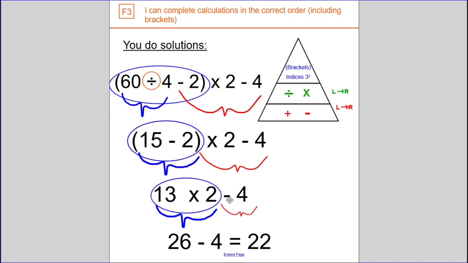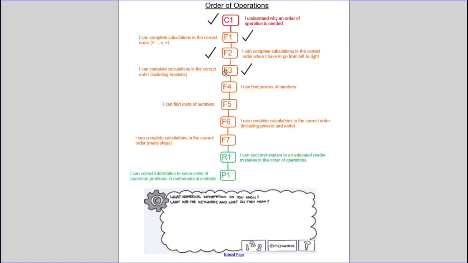This should look a lot easier. We've got a multiplication and a subtraction. Multiplication comes first, so we replace it with 26, bring the rest of it down. 26 subtract the 4 gives us 22. And that's the end of F3. So in this video today, we've covered F1, F2, and F3. That's the end of the video.